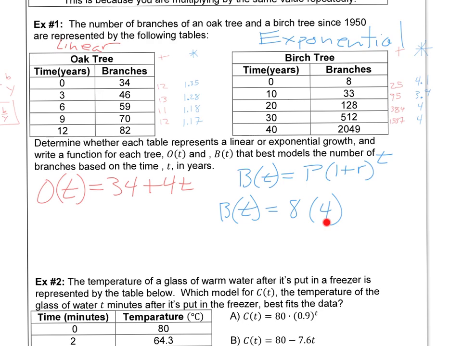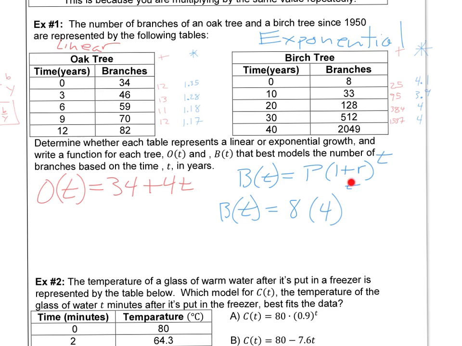That's the same thing, right? If you multiply it by 4. Now, you're only multiplying by 4 every 10 years. So you want to be able to plug in a 10 for t here, right? And only get a 1 in the exponent because for every 10, you're only going to multiply by 4 one time.